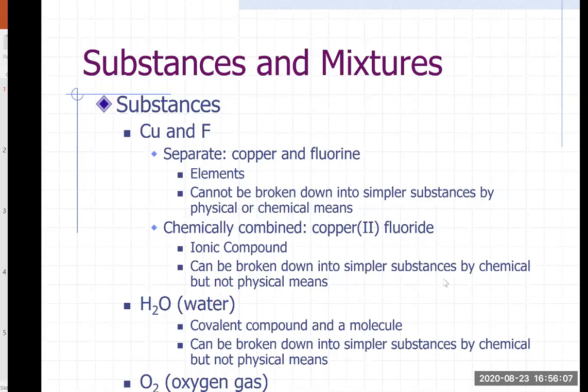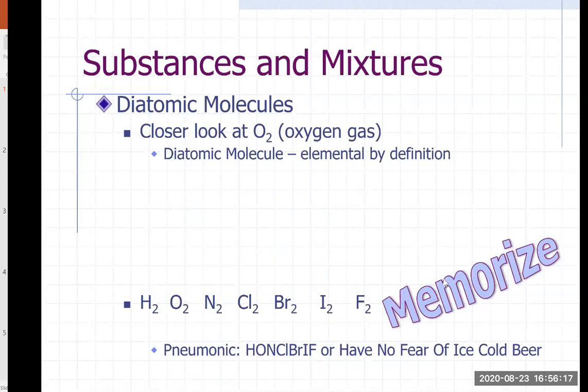O2, oxygen gas, is a compound and a molecule. It's covalent. Let's talk a little bit more about O2. If we look a little bit closer at O2 gas, we see that we have two oxygens together. This is called a diatomic molecule. Di for two and atomic for the atoms. It's a molecule because we have two elemental atoms that have come together in a bonding interaction.